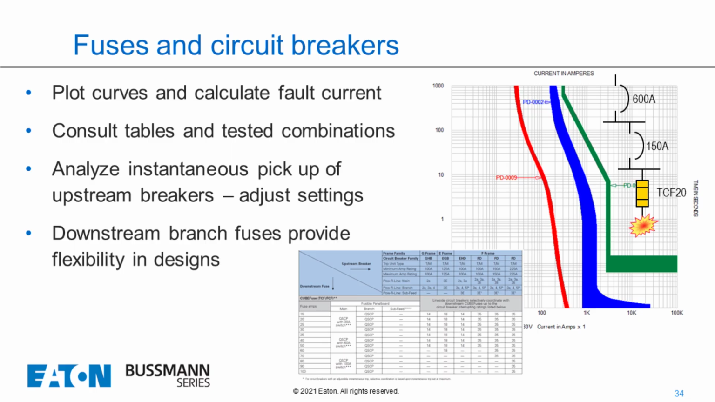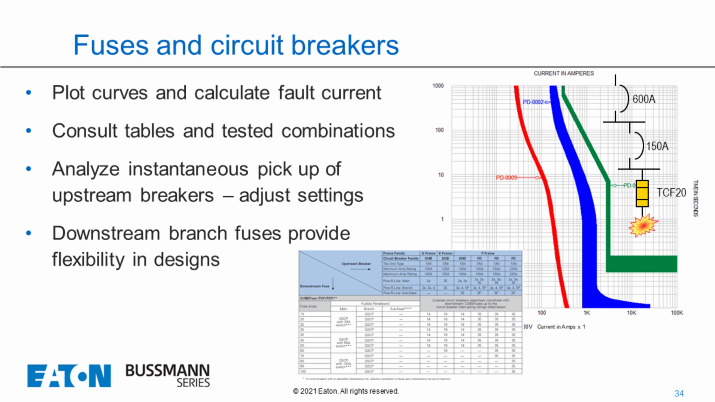As you can see, we put the one-line diagram up there and then drew the time current curves. We have a 20 amp fuse at the branch level, then a 150 amp fuse, let's say at the feeder level, and then a 600 amp fuse.